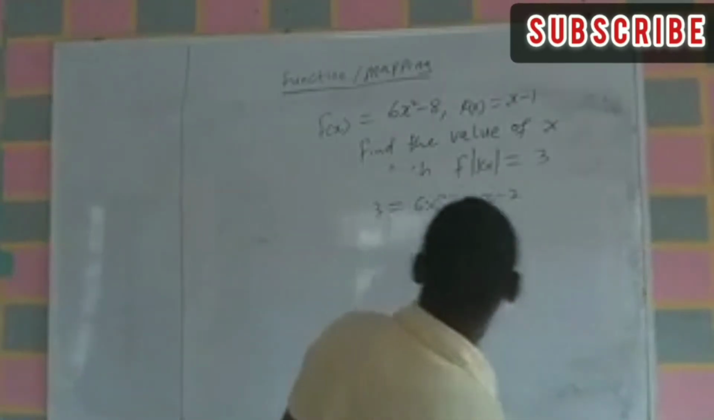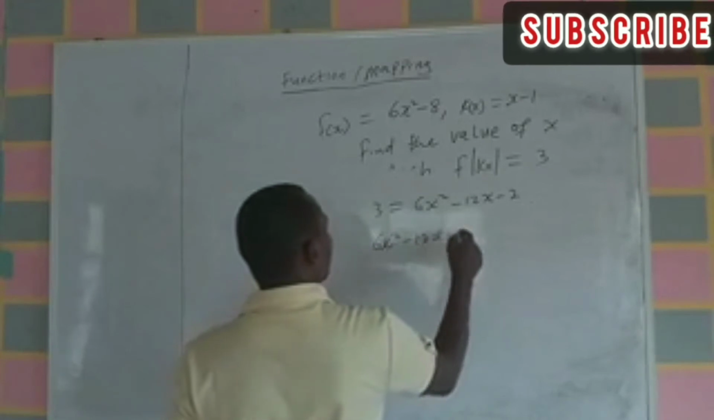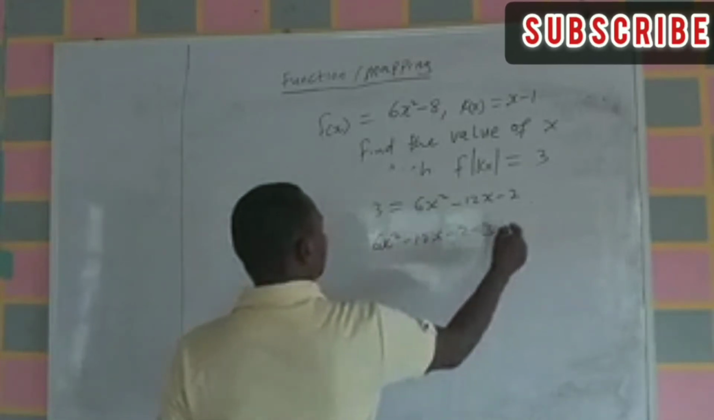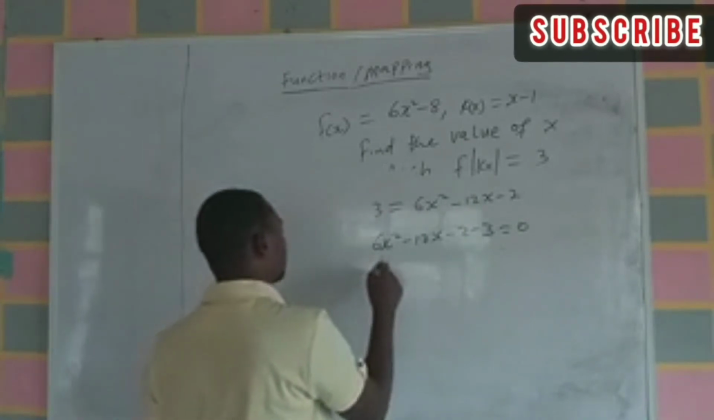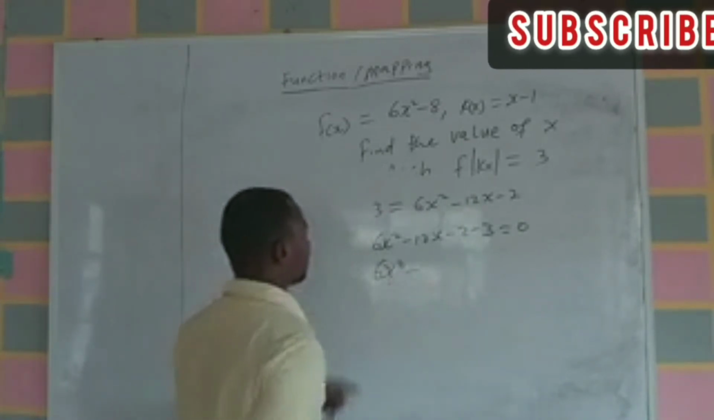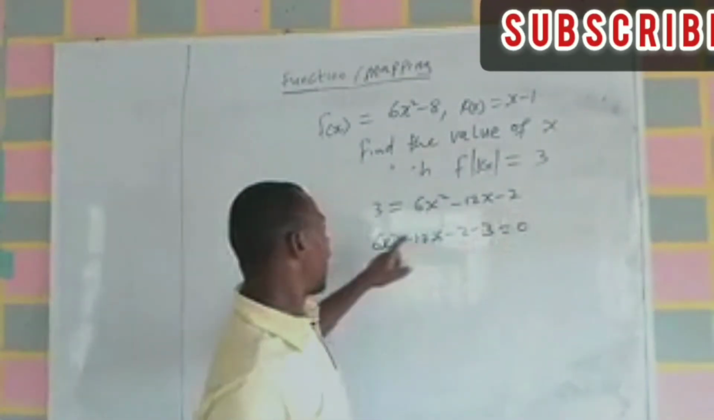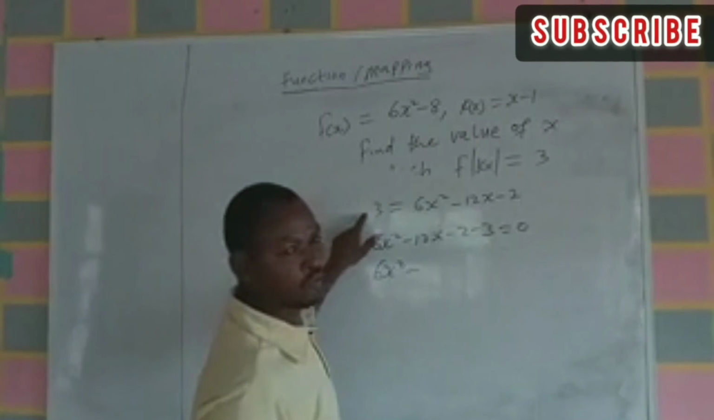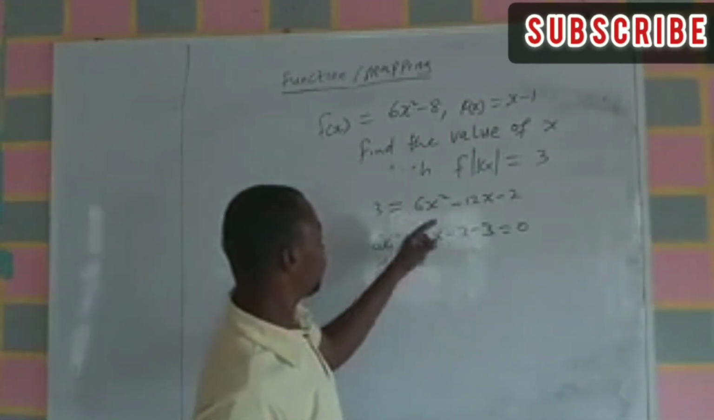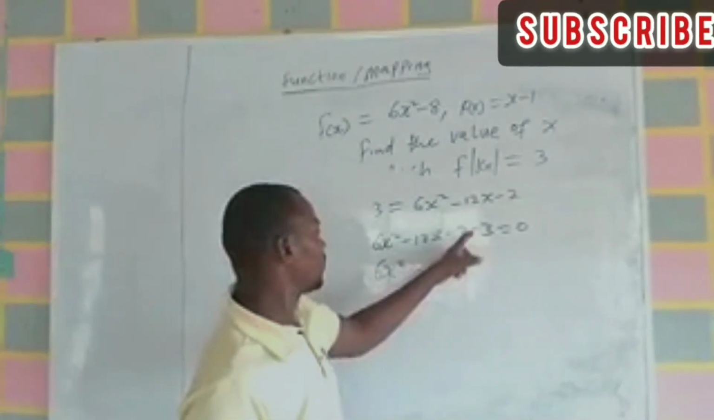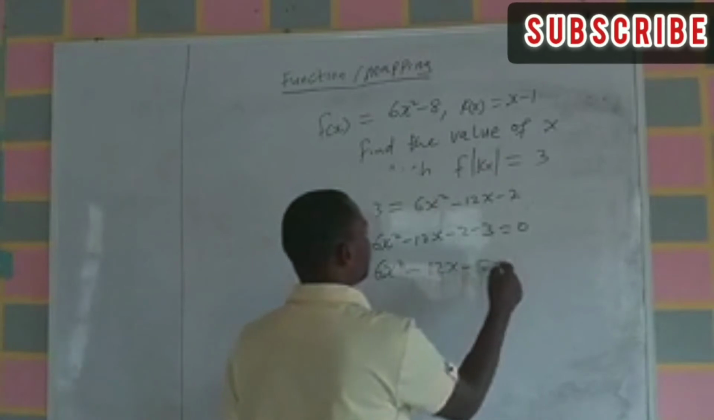So which gives us 6s squared minus 12s minus 2 minus 3 equals 0. Okay, I brought 3 to the other side. Don't forget that when positive crosses the equality sign, it becomes negative, and when negative crosses the equality sign, it becomes positive. So that's what happened here, so that you will not be confused about how we got minus here. So 6s squared minus 12s minus 5 equals 0.